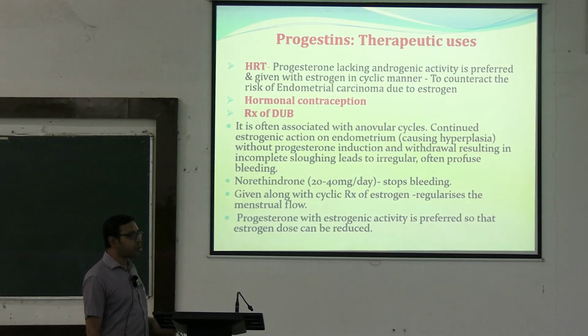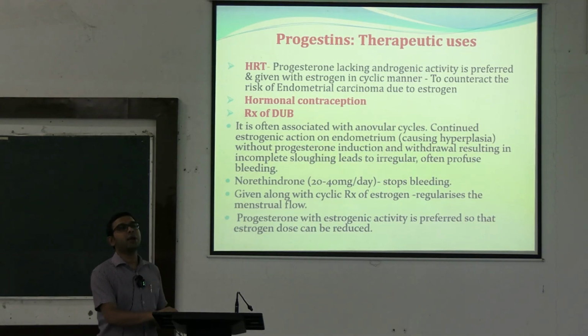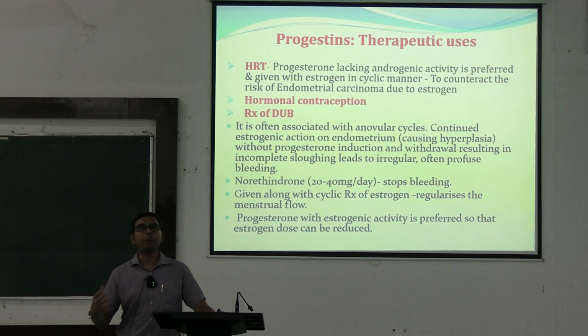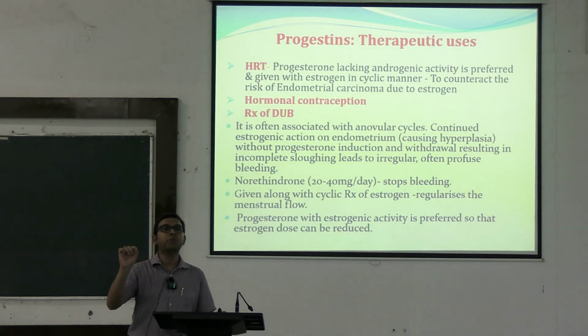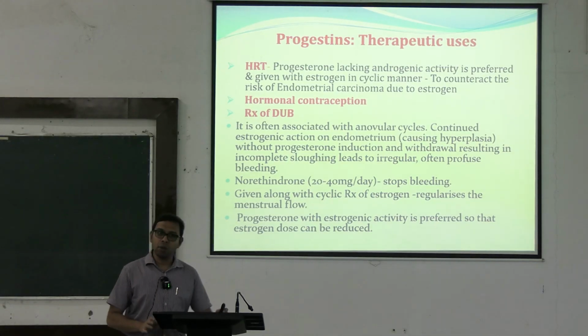Norethindrone usually stops bleeding. It is usually used in a cyclical fashion with estrogen. Progestins with estrogenic activities are usually preferred in case of dysfunctional uterine bleeding. So we have seen there are some progestins which have high estrogenic activity. Where we need the treatment of dysfunctional uterine bleeding, we usually use such progestins which have some high estrogenic actions also.